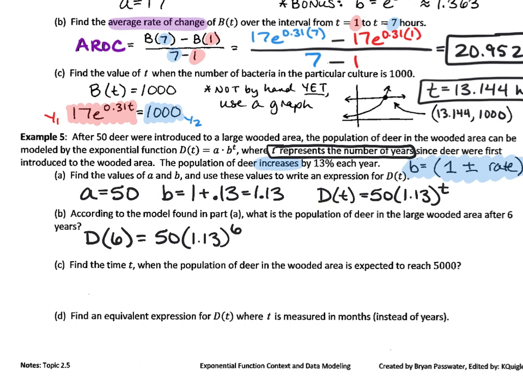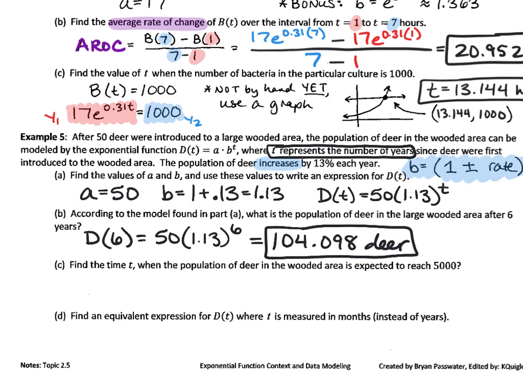I'm trusting you can type stuff into your calculator. That is 104.098 deer. That's about how many deer are going to be in the large wooded area. Obviously, you'd round that to 104 because you can't have 0.98 of a deer. That's weird. But for your notes, so you don't ask yourself where the 104 came from, write down the whole number.